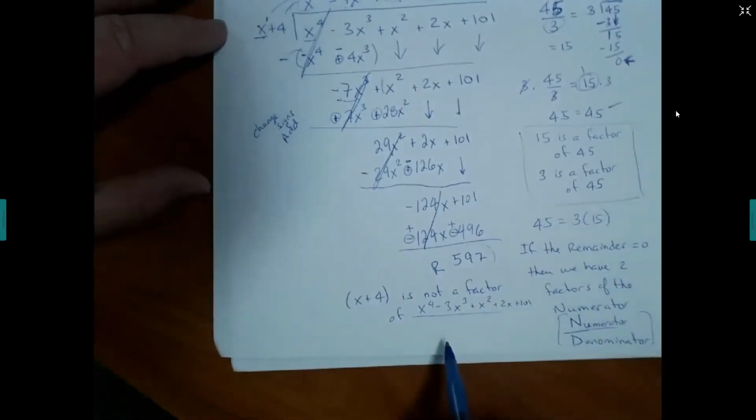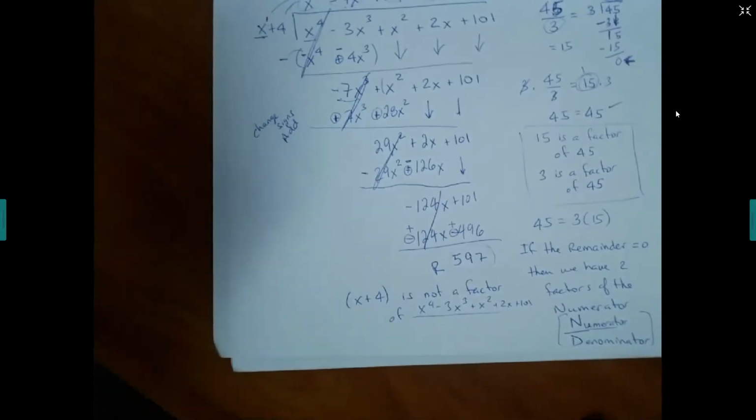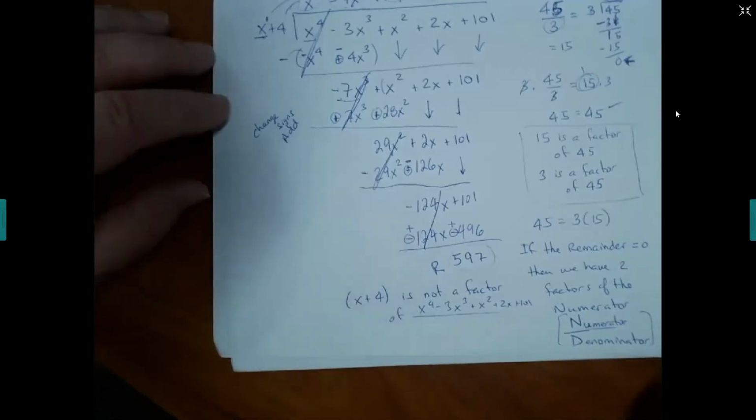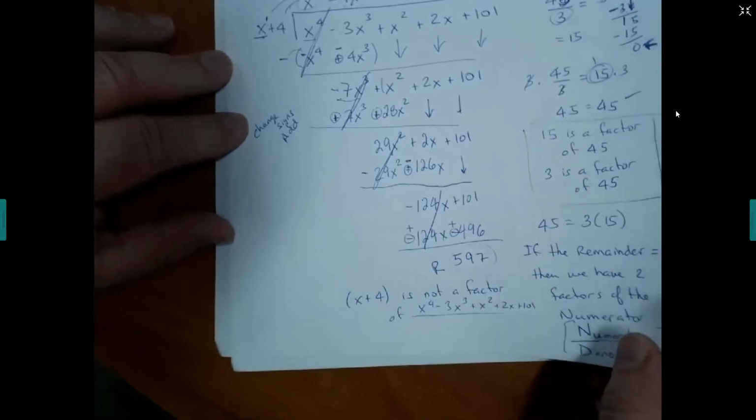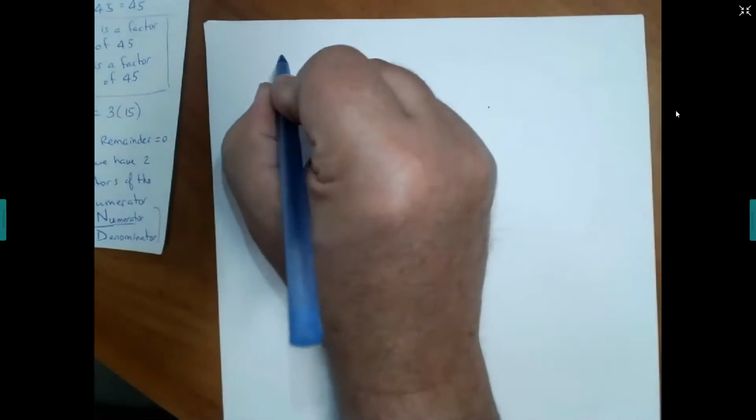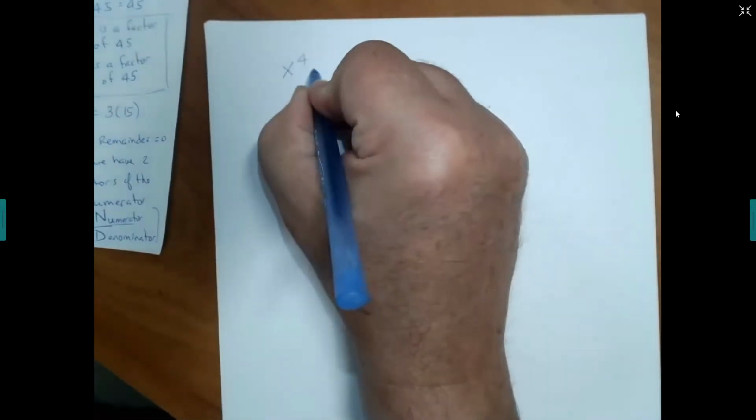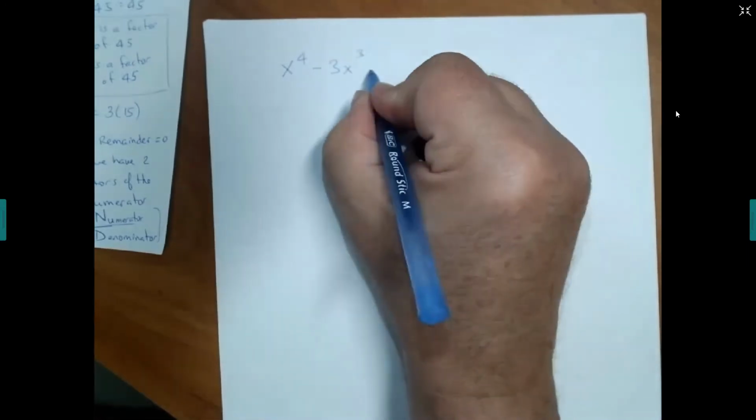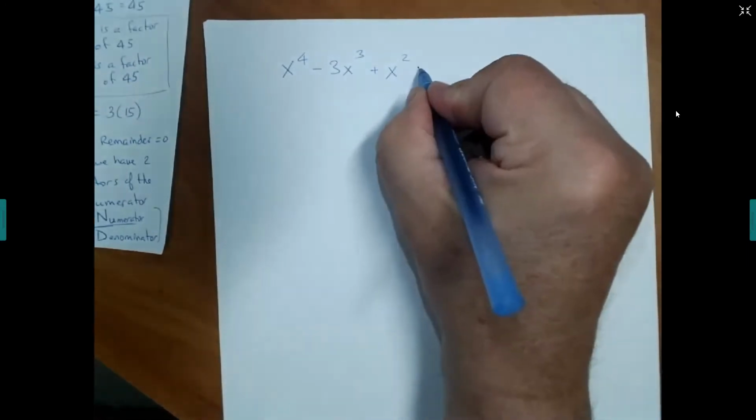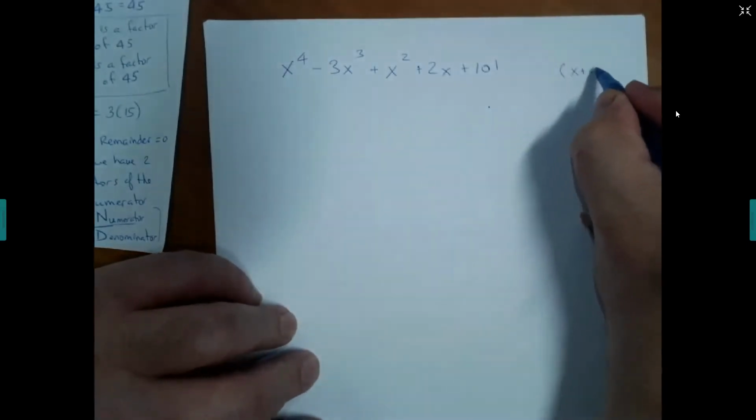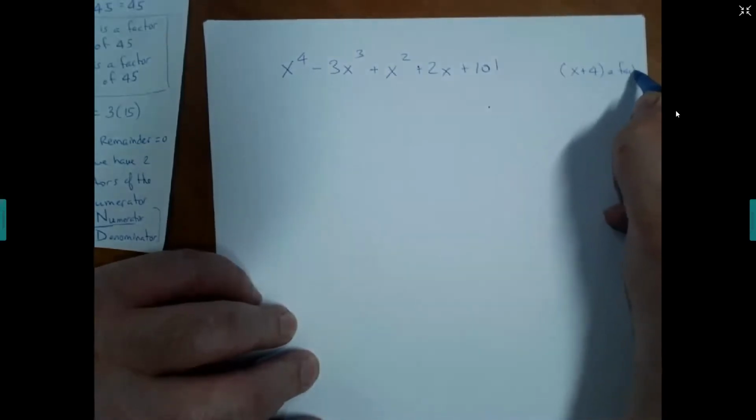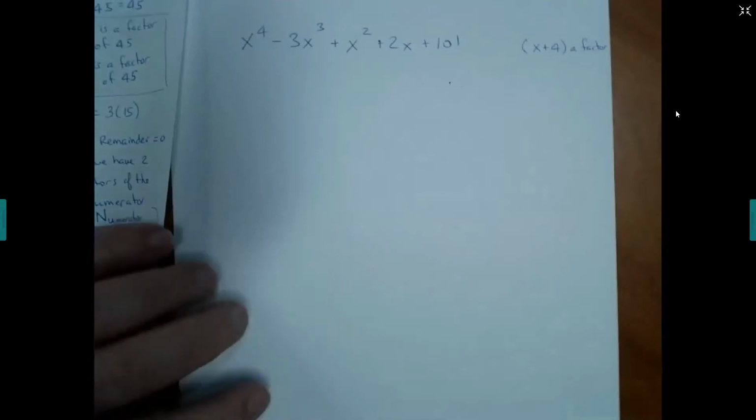Okay, that's one way. You want to do another example, or show you the next synthetic division and substitution before we move on? All right, let's look at synthetic division then. And then we'll do another problem all 3 ways. So here we have the same thing. We have x to the 4th minus 3x cubed plus x squared plus 2x plus 101. Again, we're asking, is x plus 4 a factor? Yeah, this is going to be synthetic division.